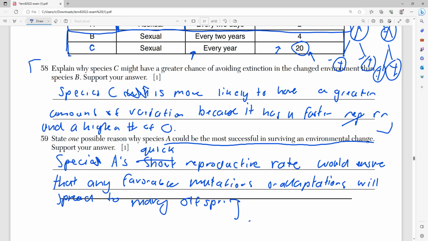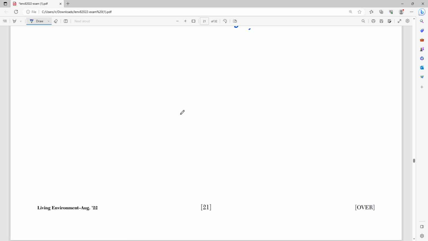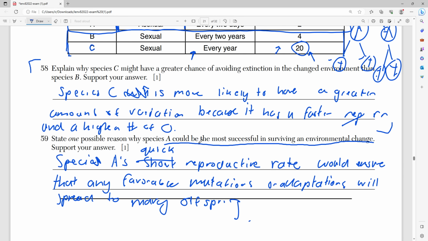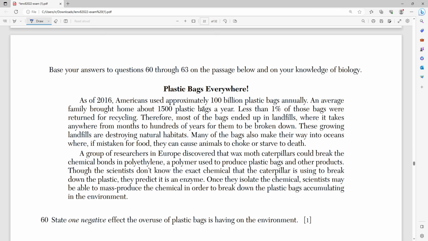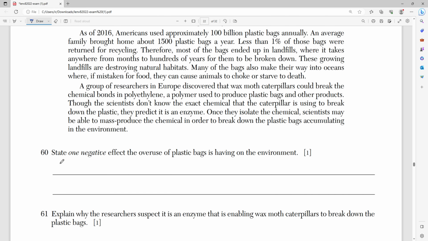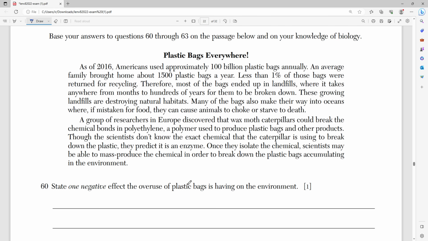Because species A has a short or quick reproduction rate, they will be able to pass on any favorable mutations or adaptations quicker to their offspring than B and C will. So in a sense, that'll make the entire species as a whole better adapted.